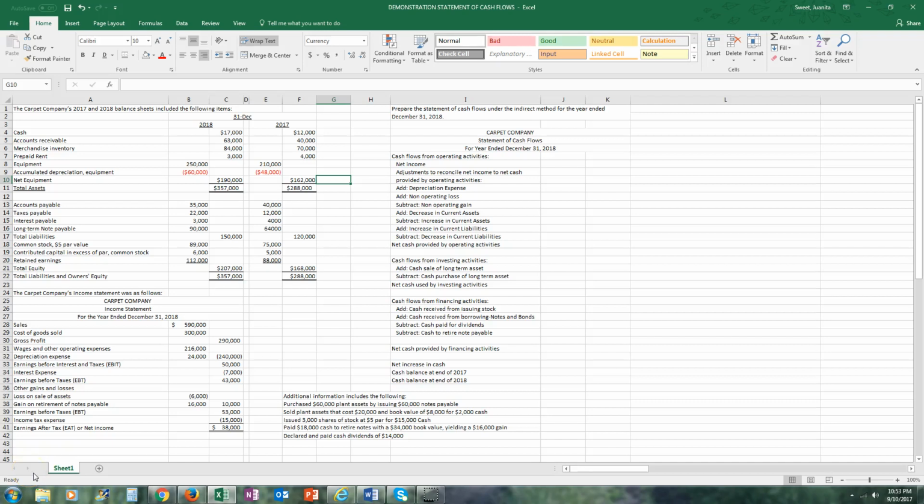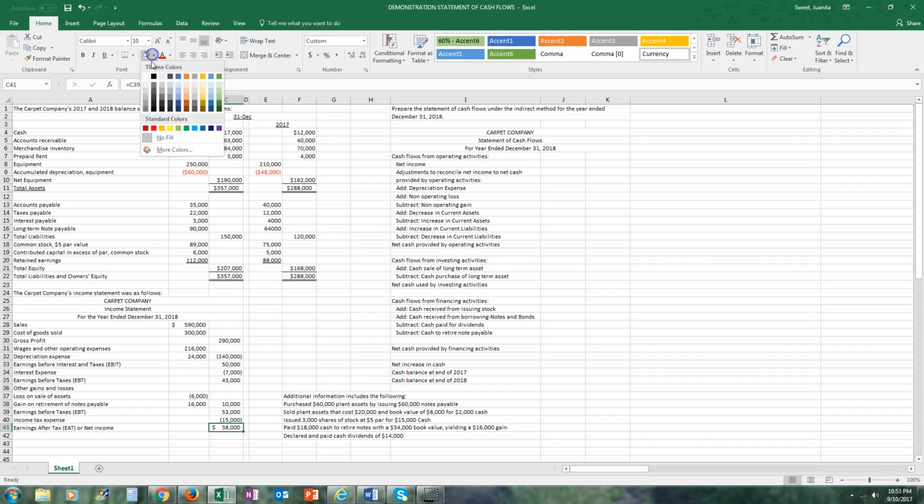This is an example of statement of cash flows using the indirect method. In order to do this, we need to have comparative balance sheet, current year income statement, plus some additional information provided about changes in our fixed assets and equity accounts. We begin by looking at our income statement.